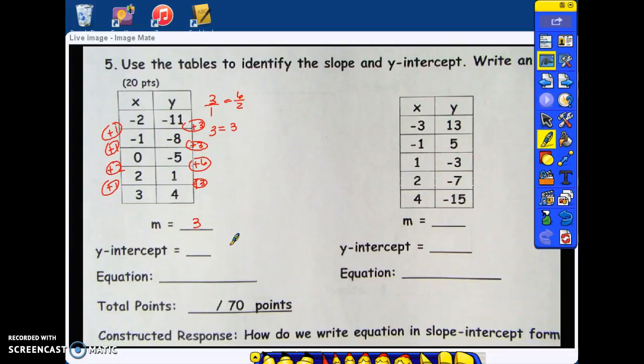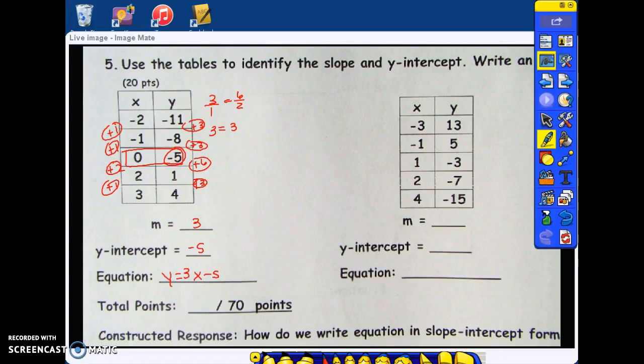Okay. The y-intercept is where the graph crosses the y-axis. If you're on the y-axis, you're not moving left or right to get to that point. You're just going up and down. So your x has to be 0. If the table tells you when the x coordinate is 0, then the y for that number is going to be your y-intercept. And then you just plug it in your equation. Y equals mx plus b, and that is your slope-intercept form.